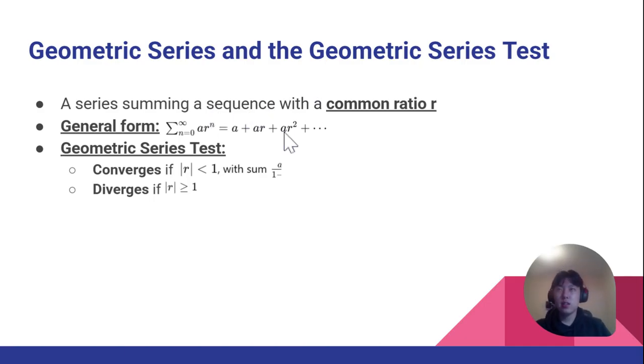And the test to determine whether a geometric series converges or diverges is, I think, the most simple test and the most straightforward. If the absolute value of r is less than 1, in other words, if r is between -1 and 1, then the series is going to converge. Otherwise, it's going to diverge.